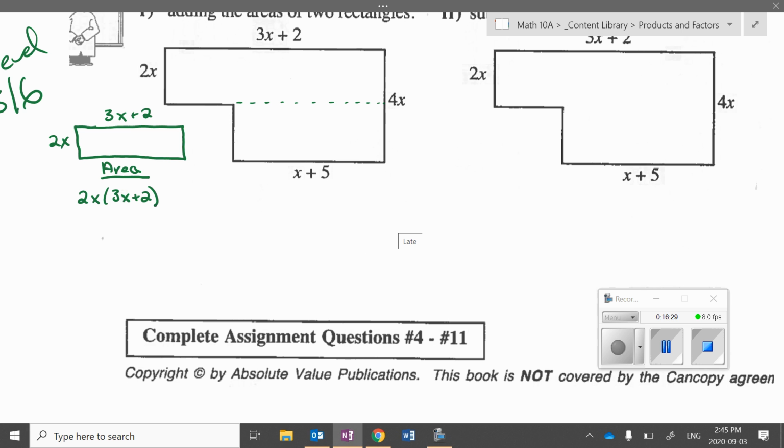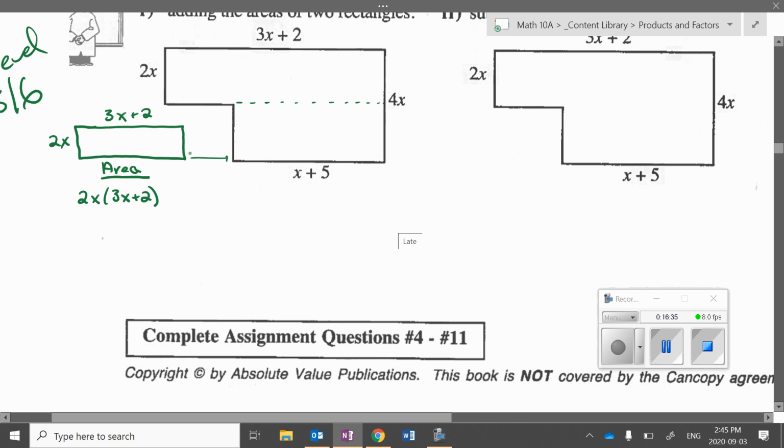Say that again, Khalil. No, it's going to be this little chunk shorter.